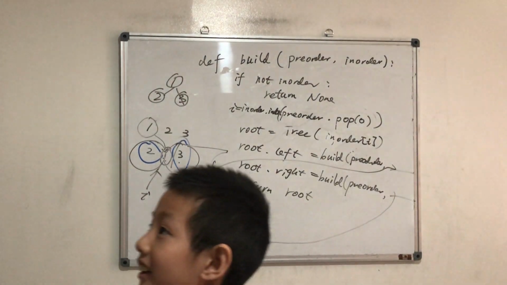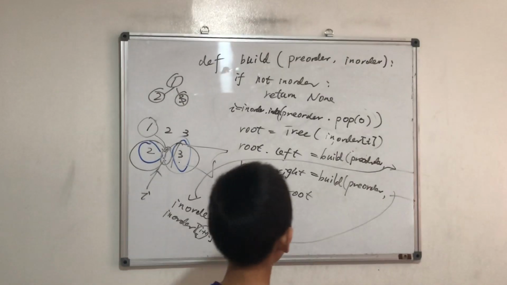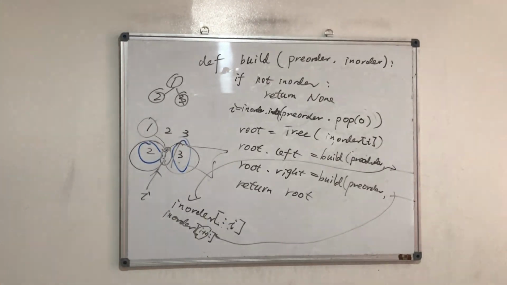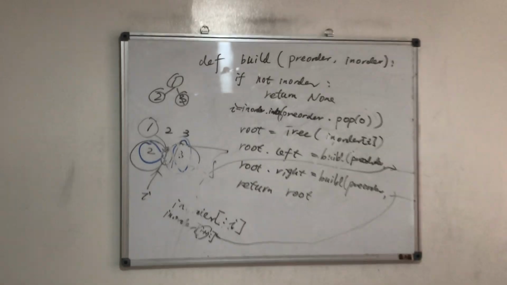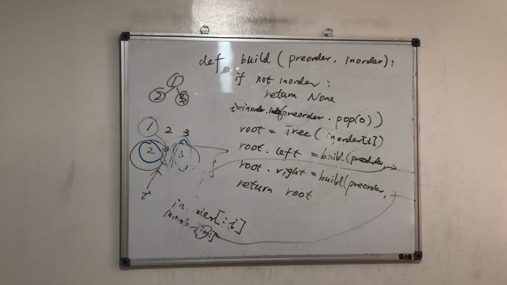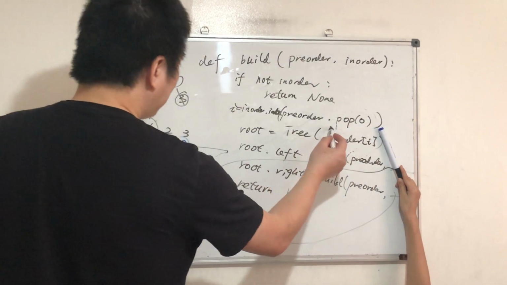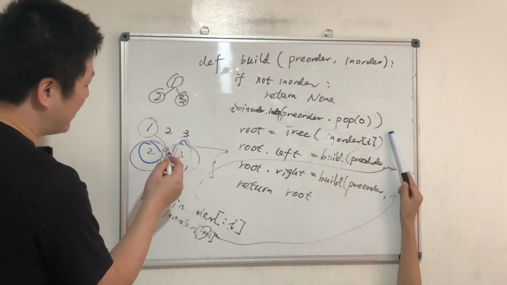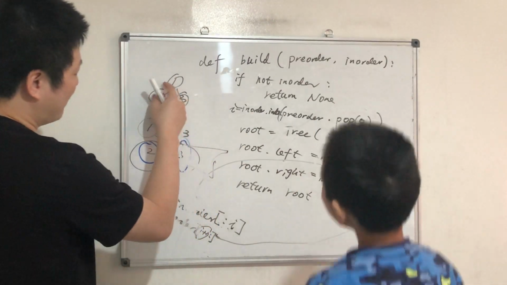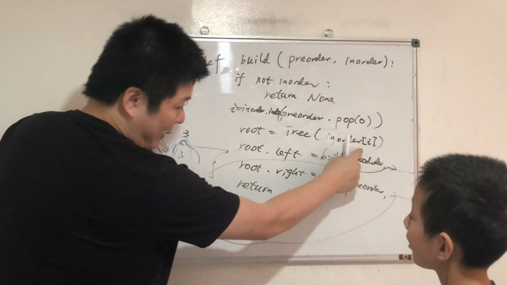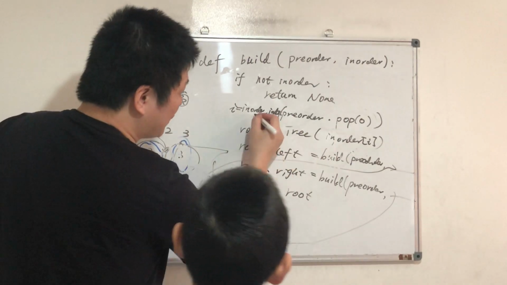What's the time complexity? O(n) squared. Why is it O(n) squared? This is O(n). Every time I will need to pop 1 from the beginning, and then I need to search for it in the second one. This will take O(n).